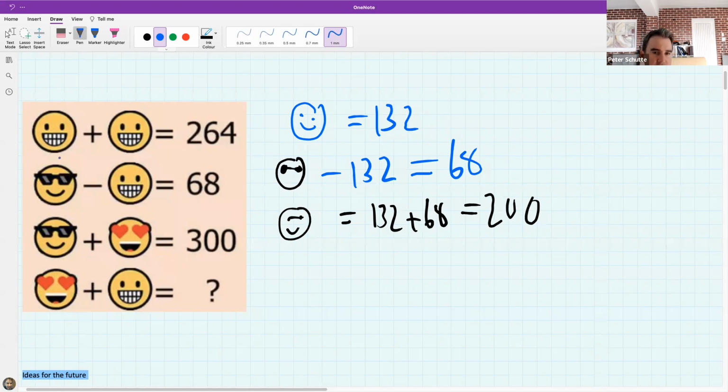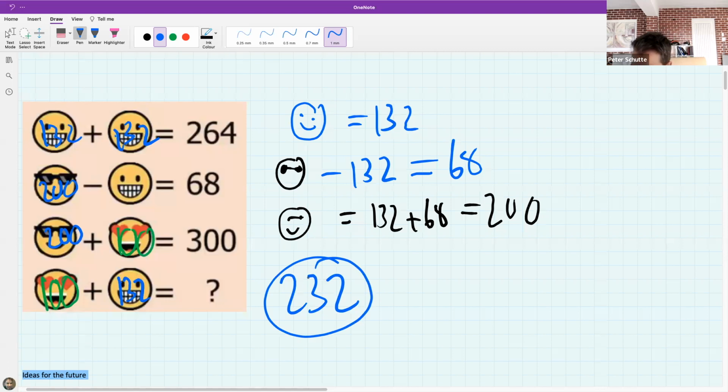So this is 200. And this was 132. And so what is being in love going to be? It's going to be 100. So what is my final answer going to be? So if being in love is 100 and being happy is 132, the final answer must be 232.